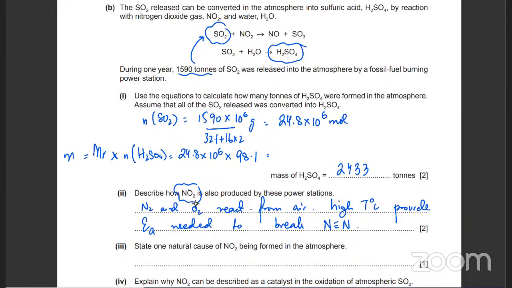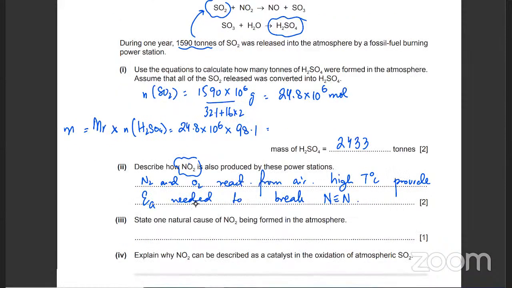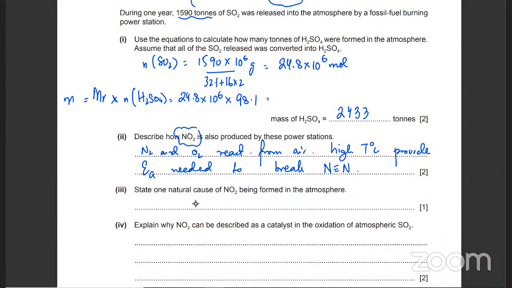Let's state one natural cause of NO2 being formed in the atmosphere. What's the natural cause? Lightning. Okay, so that's lightning strikes. What's the man-made cause? That's combustion. Okay, cars, car engines, etc. So with lightning strikes, the air heats up and it burns.